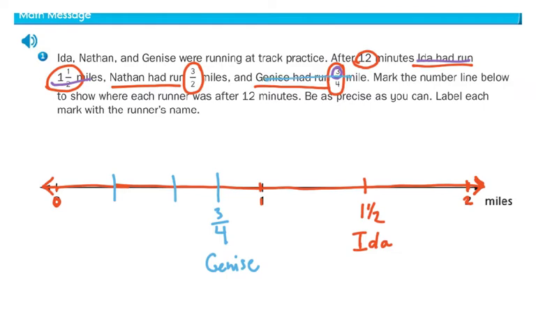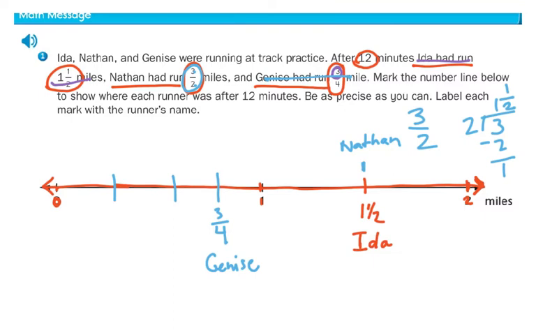And lastly, Nathan had run 3/2. So if I look at 3/2, that is greater than 1. So watch what I can do. How many 2's are there in 3? Well, there's 1 with 1 as a remainder. That's written at the top of the fraction, and 2 is written on the bottom. So it would be the same as 1 and 1/2. So this would be Nathan, 1 and 1/2. So he and Ida ran the same.